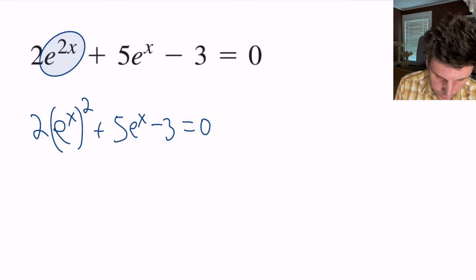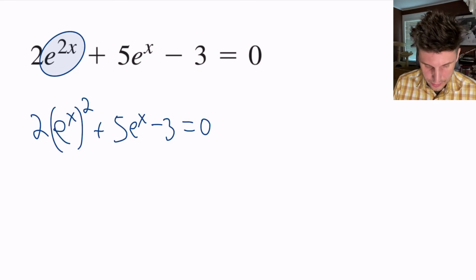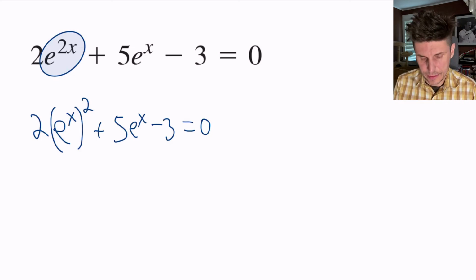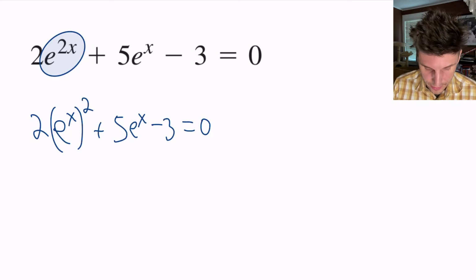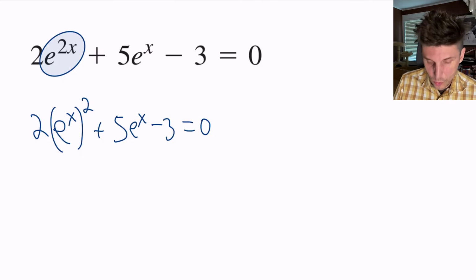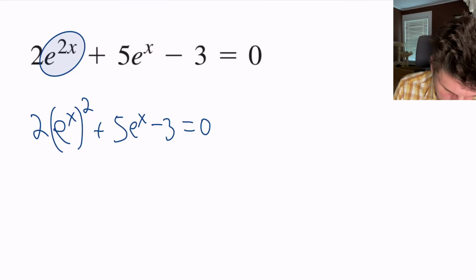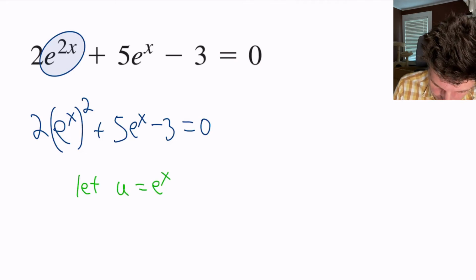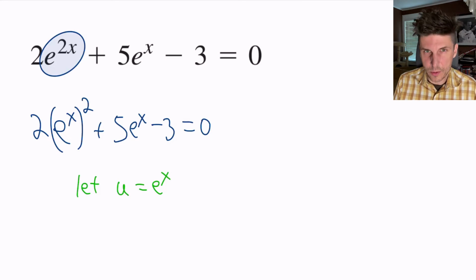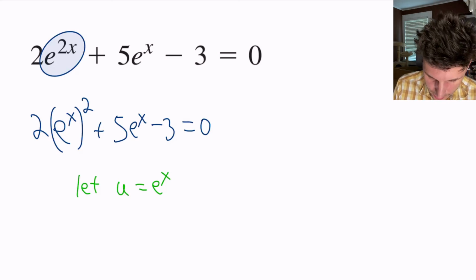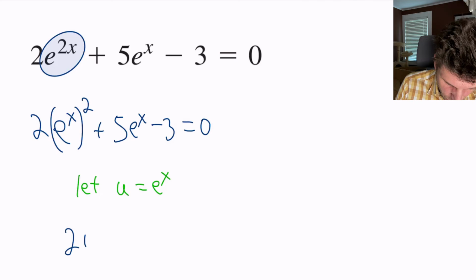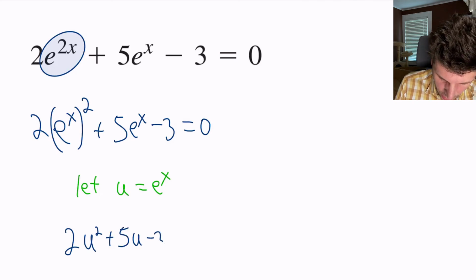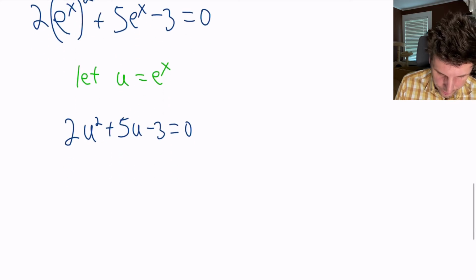And then we want to solve for e to the x. We need to isolate that. So the way we're going to go about that is, you could just go ahead and factor right now, or we can just set up another variable temporarily. We could say something like we'll let u equal e to the x. Wherever you see an e to the x, then we're going to replace that with a u. So now we have 2u squared plus 5u minus 3 equals 0.